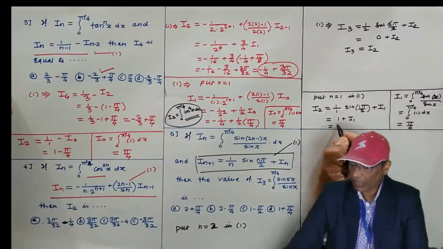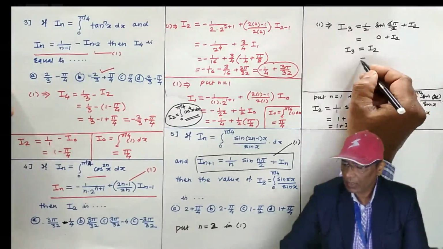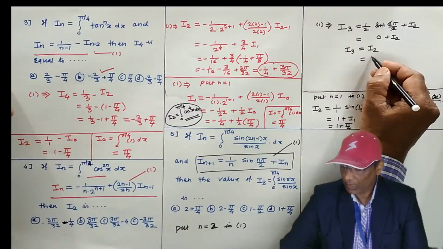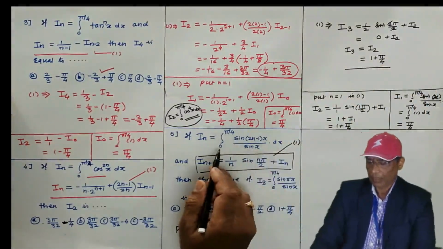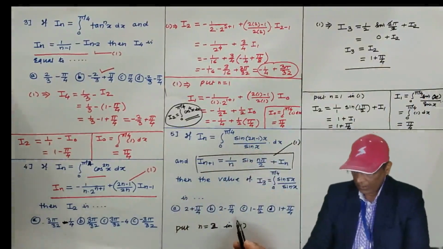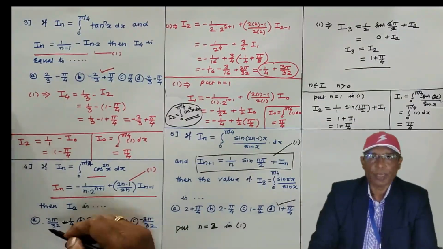I am putting here 1 plus pi by 4 as the value of I2, and I am putting the value of I2 here again, 1 plus pi by 4. So this is the value of I3, and I3 is 1 plus pi by 4. This is the correct answer. We stop here. Thank you very much.